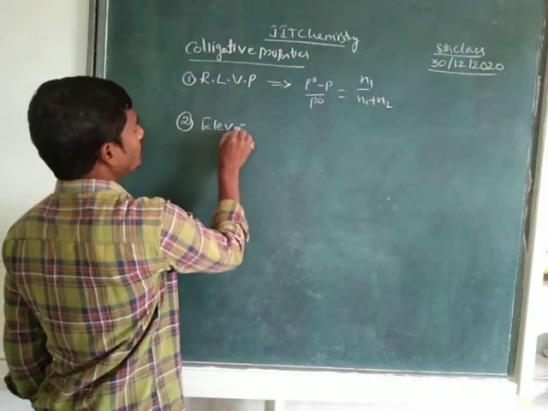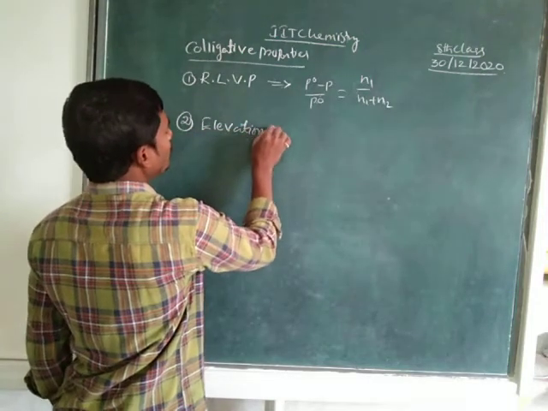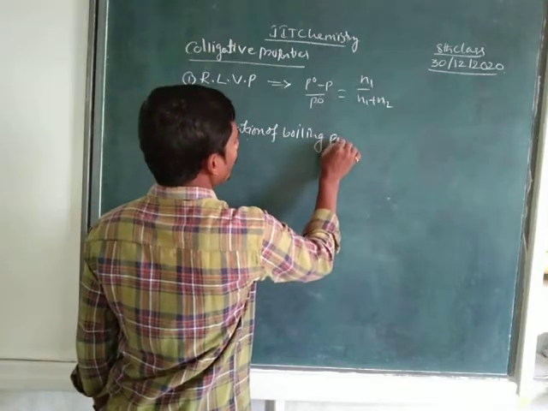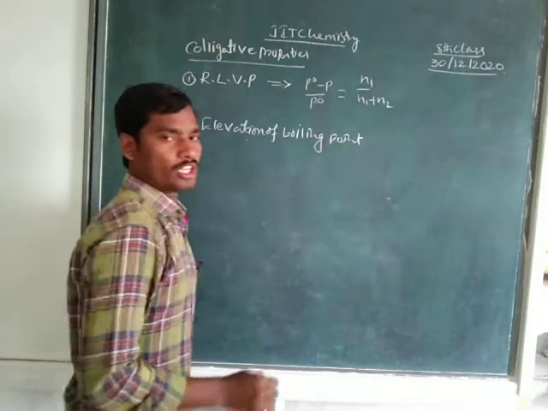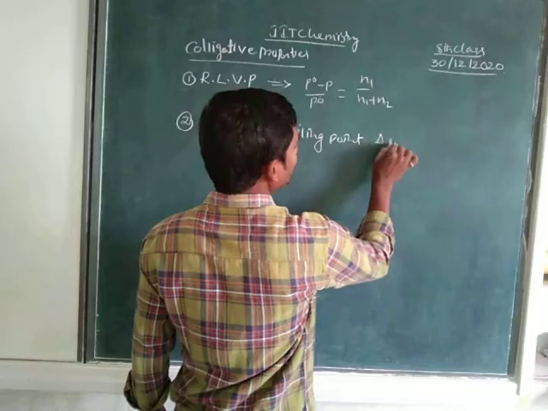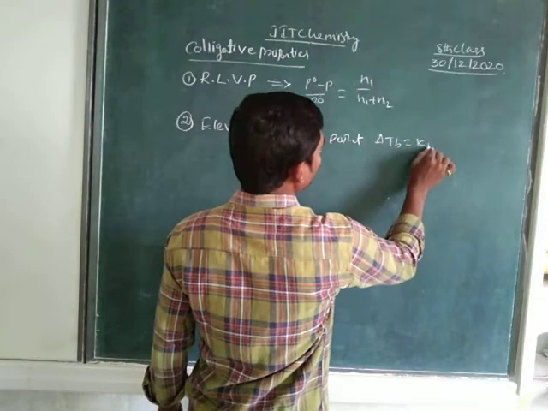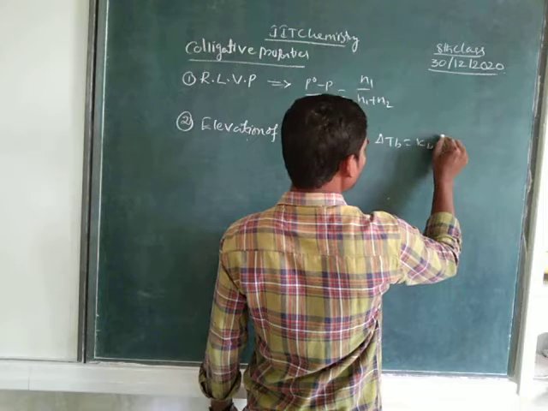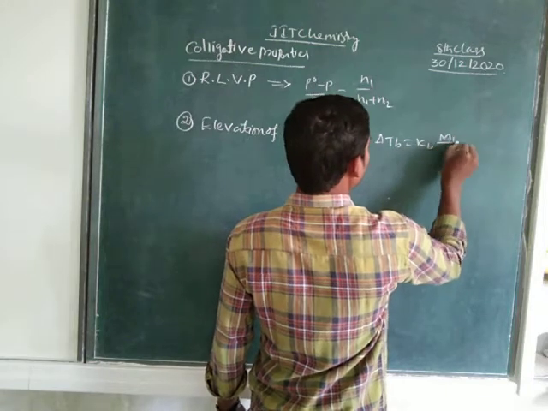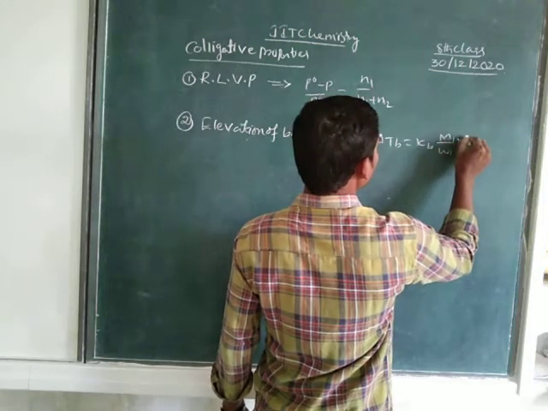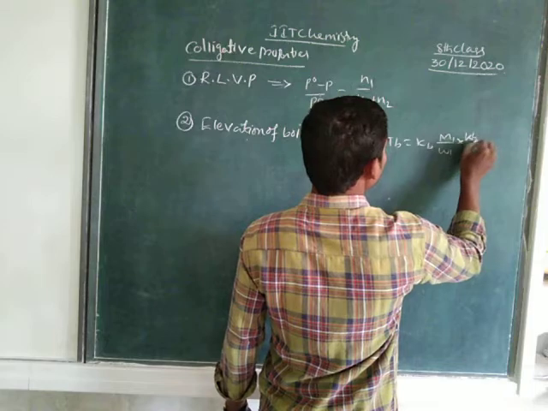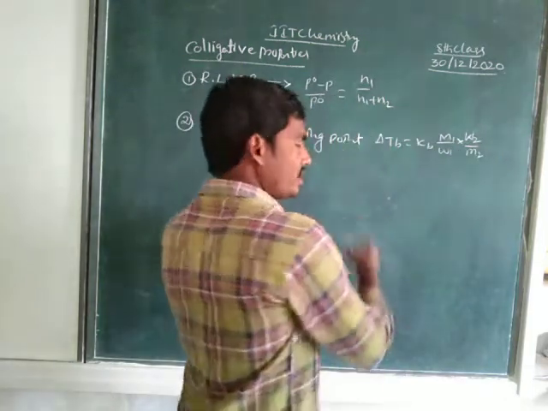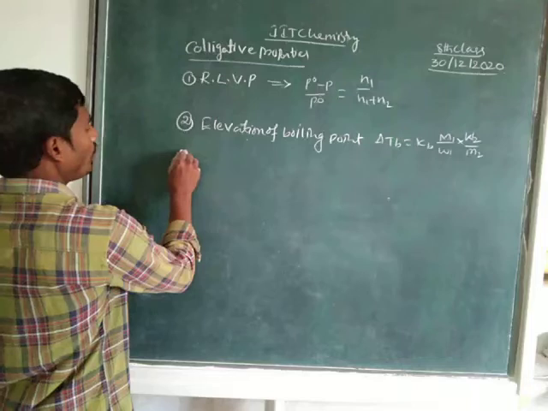The second one is elevation of boiling point. Elevation of boiling point is represented as delta TB equals KB into m1 by small w1 into w2 by small m2. Right children? This is about elevation of boiling point.